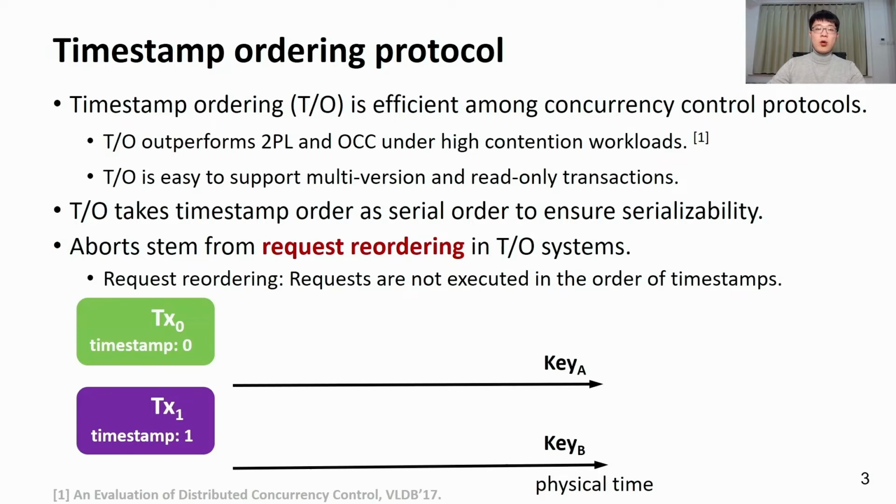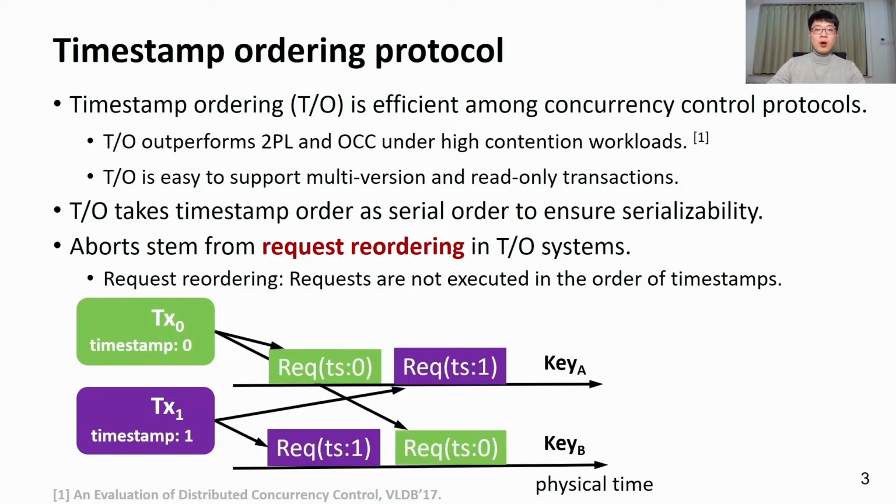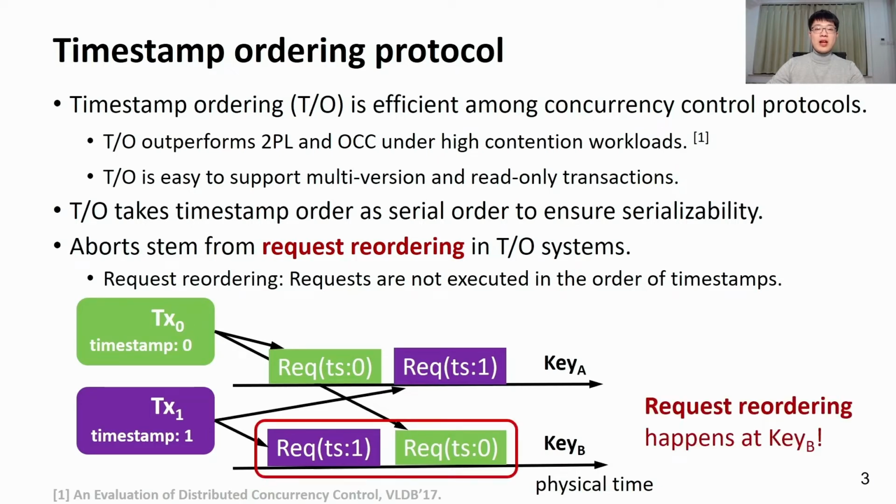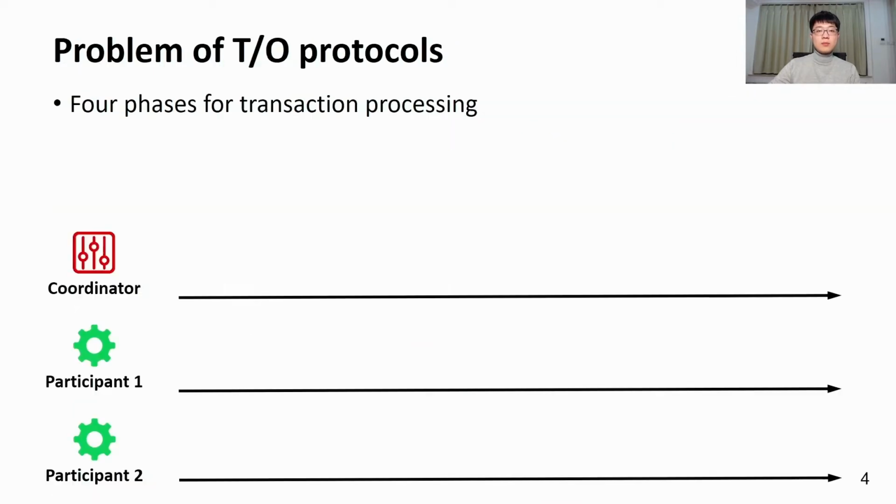Let's take an example. In TO protocols, each transaction has a globally unique timestamp, and all requests it issues are tagged with this timestamp. Here we have two transactions, and each issues two requests. However, the execution order of requests does not match the timestamp order at key B, and one of the two transactions has to be aborted.